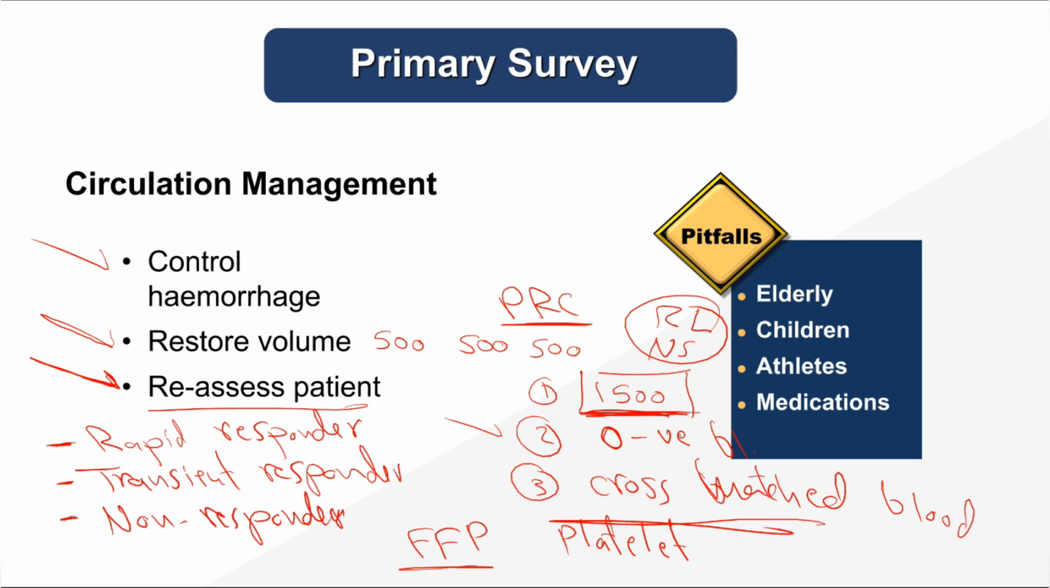You have to provide special care for elderly patients because of their comorbidities. Special care for children, give fluids by kilogram weight. Athletes may have bradycardia. Medications like beta blockers, calcium channel blockers, or digoxin may affect the heart rate and not let you see the shock.